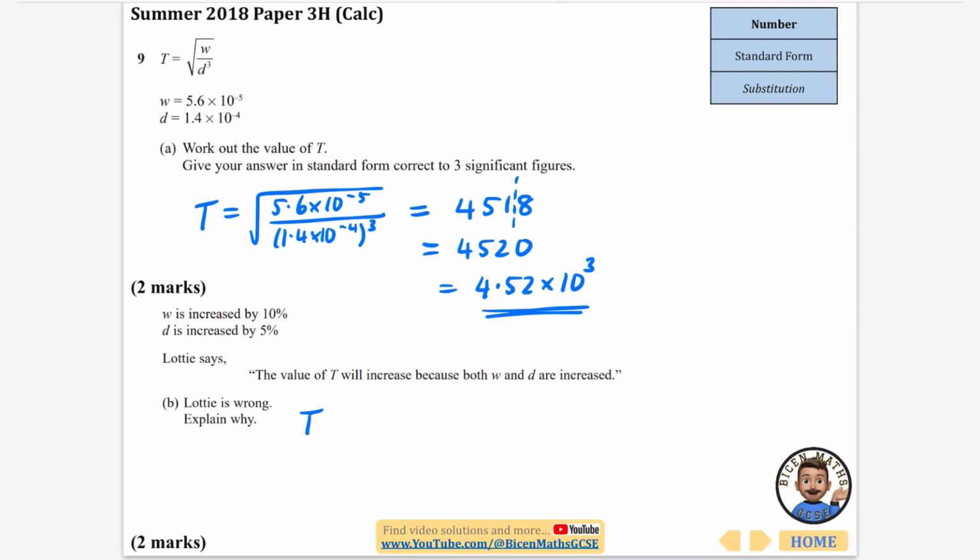So we're now going to say what T would be. It would be the 5.6 times 10 to the power of minus 5. If that's increasing by 10%, that is multiplying by 1.1. And then we're going to do D increased by 5%. So that's 1.4 times 10 to the power of minus 4. We're going to increase it by 5%, timesing it by 1.05, and it is still being cubed.